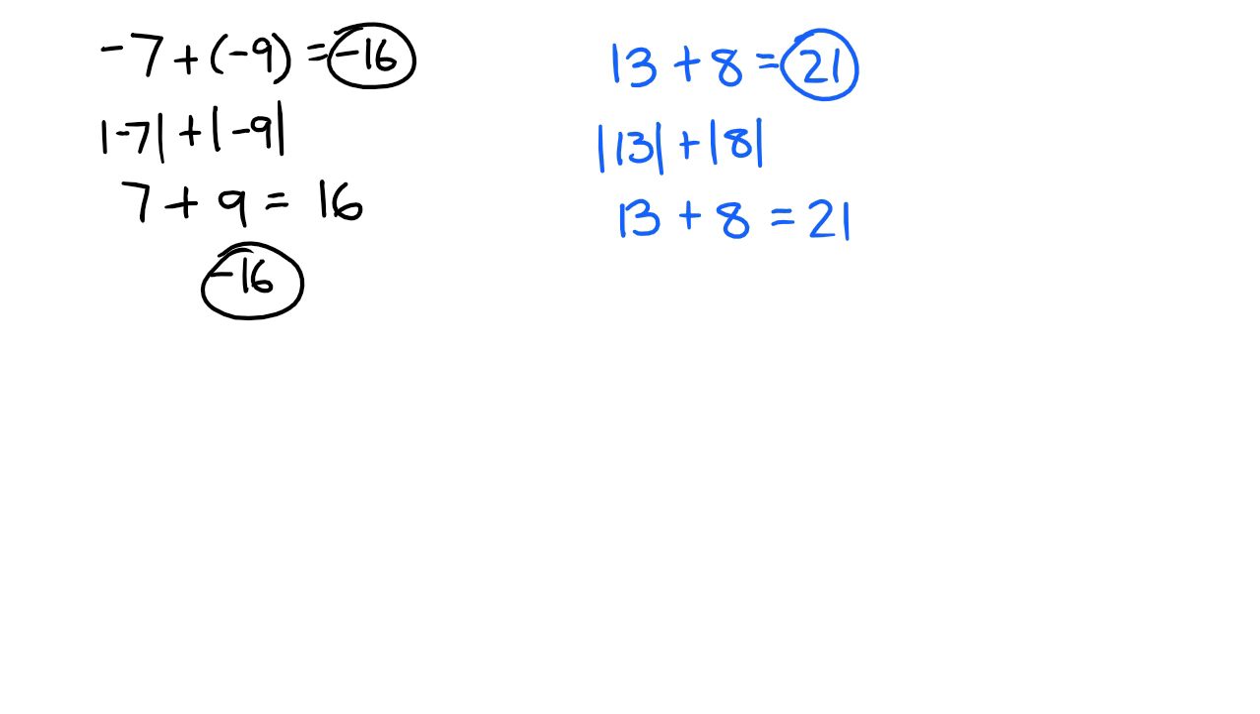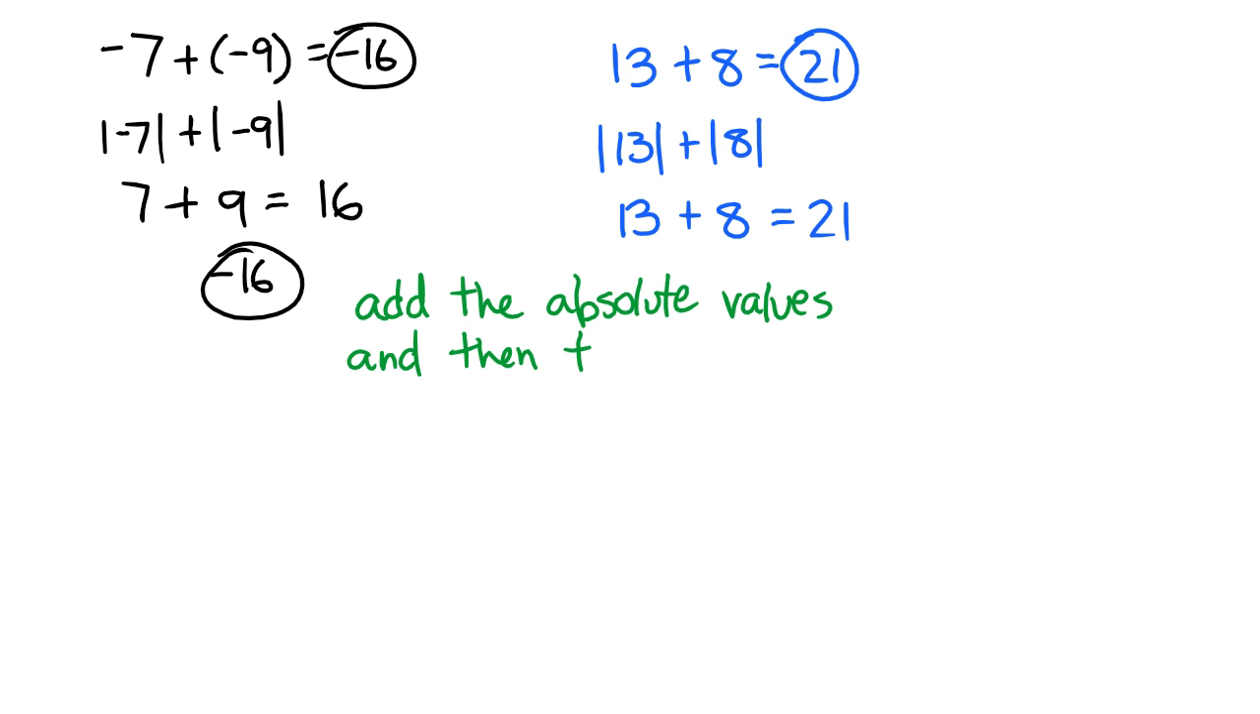So the basic idea here is that if we are adding two numbers that have the same sign, you add the absolute values and then take their sign. So if they started out negative, your solution will be negative. If they started out positive, your solution will be positive.